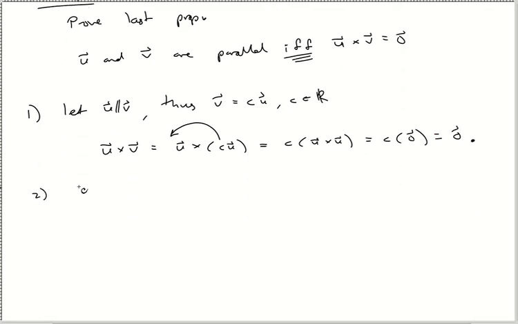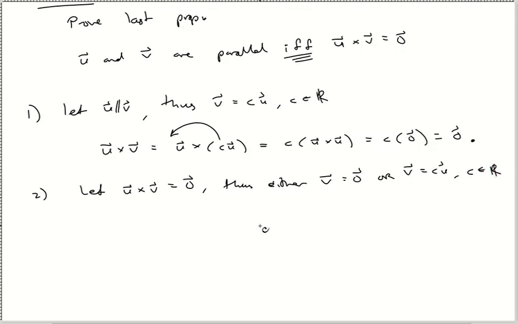Number 2, now we're going to have to go the other way. So now let U cross V equal the 0 vector, and then we have to find that they're parallel. Most often, if these are simple proofs for if and only if, you're basically just going in reverse. Often that's what's going to happen. So I'm thinking about that as we're going here. I'm saying thus either V is equal to the 0 vector, or V is equal to CU for some scalar multiple.